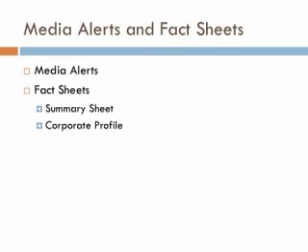Another type of PR tool is a fact sheet. There are two kinds of fact sheets. One is a summary sheet about the characteristics of a new product that serves as a quick reference for a journalist writing a story. The second one is called a corporate profile and is a one-page summary in bulleted list format that gives the basic facts about an organization or a company.